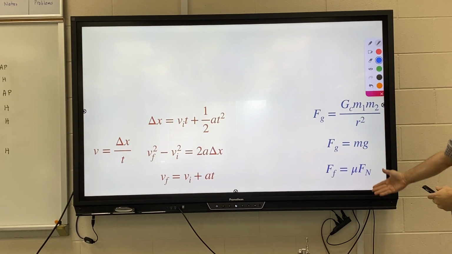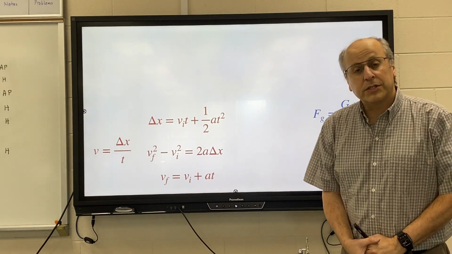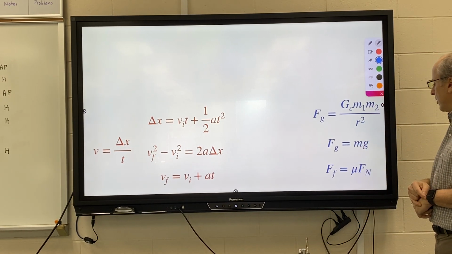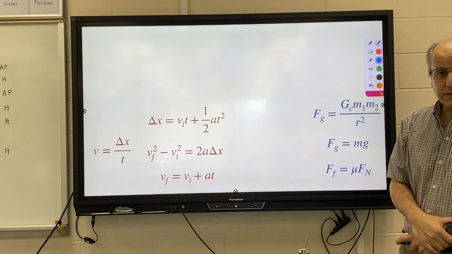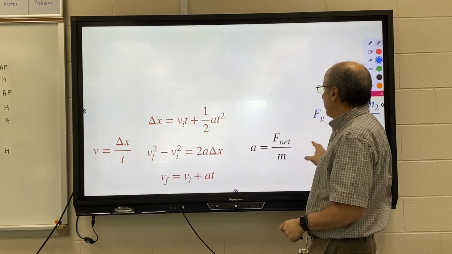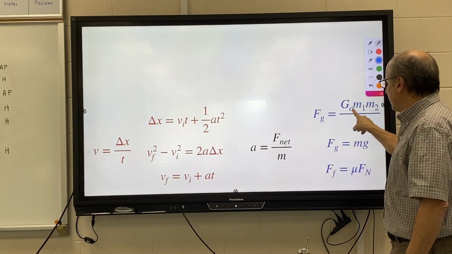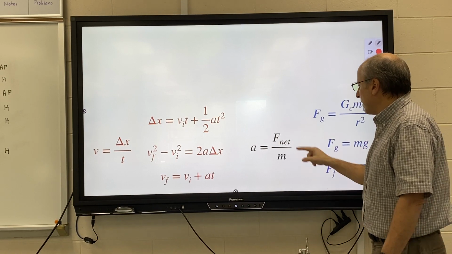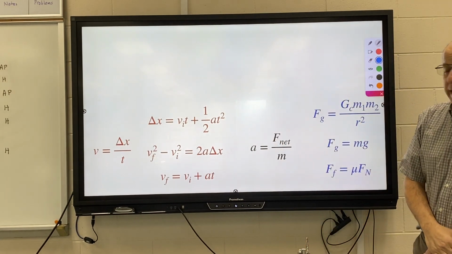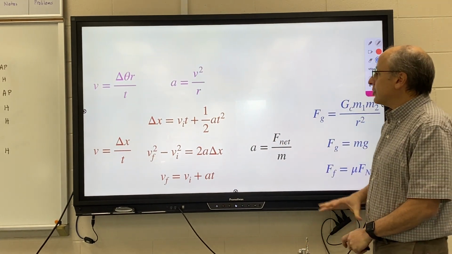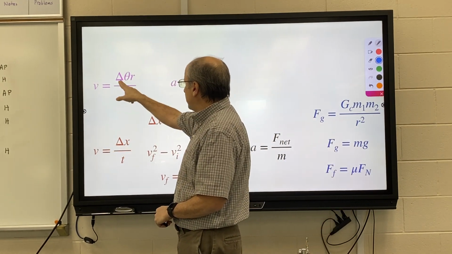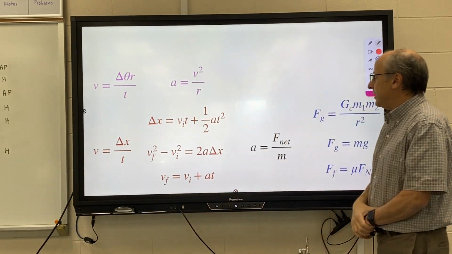We then learned about our forces, and our 3 main forces that we worked with are gravity, universal gravity, gravity on Earth, and force friction. We then saw that these are connected together with Newton's law. So you can find your force, plug it into your force net, use your mass, get your acceleration, and put it into any of those 3 equations. Then we had our circular motion, so you get your acceleration, put it in here, and instead of delta x, we have delta theta r over t.